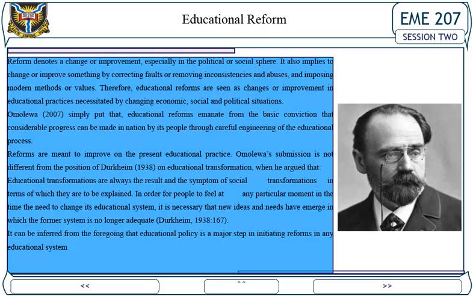In order for people to feel at any particular moment in time that they need to change their educational system, it is necessary that new ideas and needs have emerged in which the former system is no longer adequate (Duncan, 1938, p. 167). It can be inferred from the foregoing that educational policy is a major step in initiating reforms in any educational system.